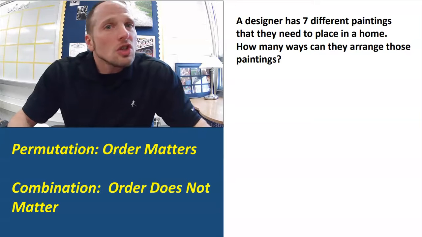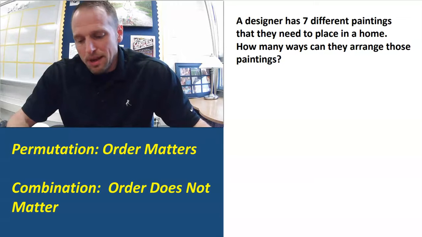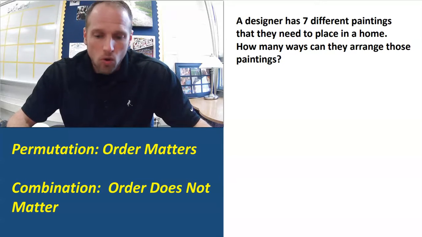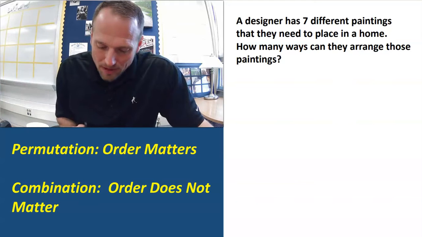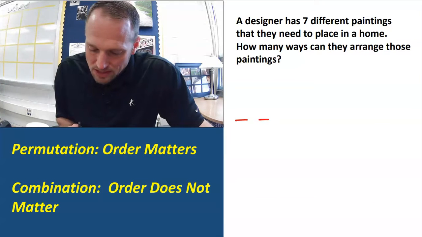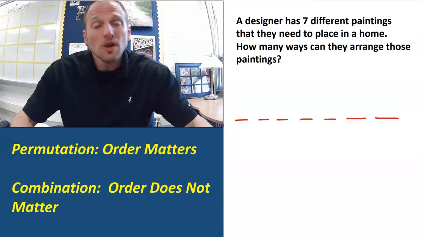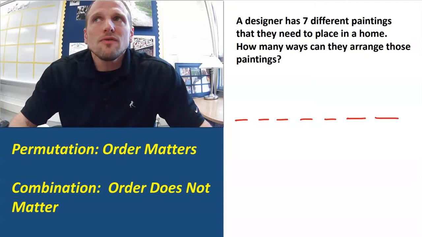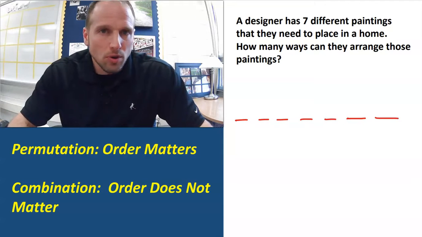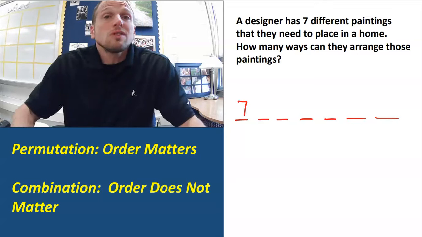Okay, so let's look at this first question. A designer has 7 different paintings that need to be placed in a home. How many ways can they arrange those paintings? So let's say that we have 7 different rooms for these 7 different paintings. Now, we're in the first room. How many different paintings could I choose from to put there? Well, I have 7 different paintings that I could put up, so there's 7 different options.